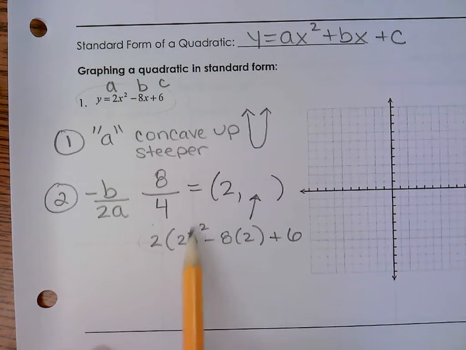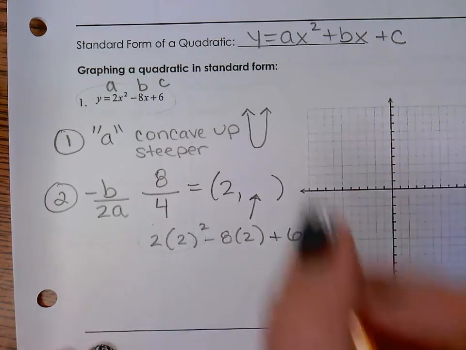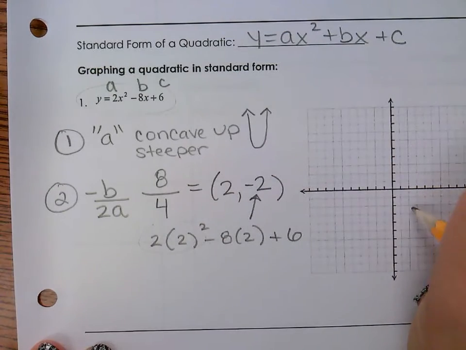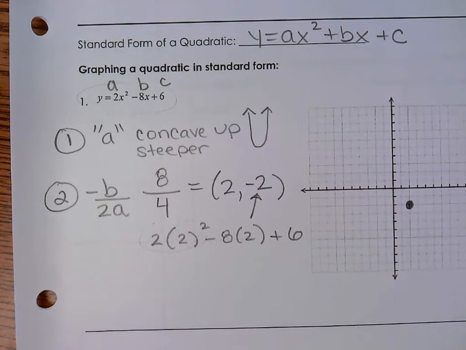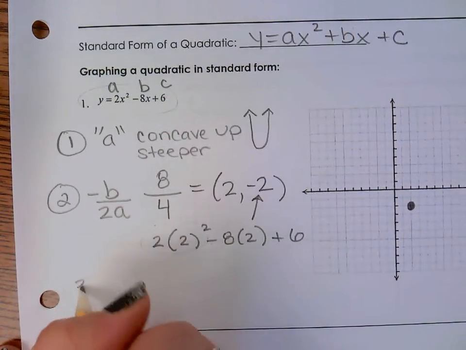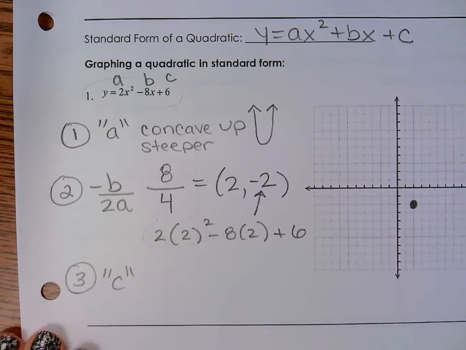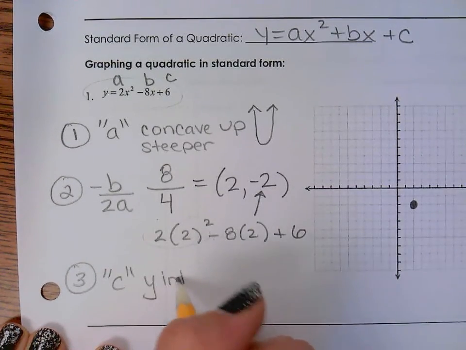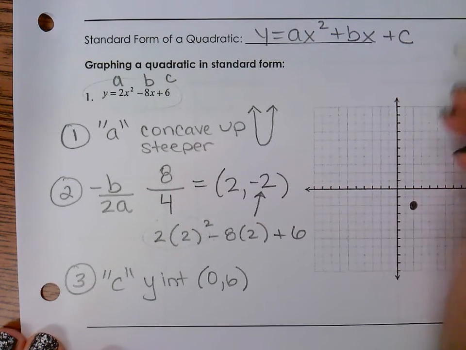This should give you positive 8, right? 2 times 4 is 8. You're subtracting off 16, so that gives you negative 8 so far, and then you're adding 6. All right, so if 2 comma negative 2 is my vertex, I plot that there. There's one other piece. Do you remember what the C value tells you? Yeah, it tells you the y-intercept is at 0, 6. So you could also plot the y-intercept if you want.